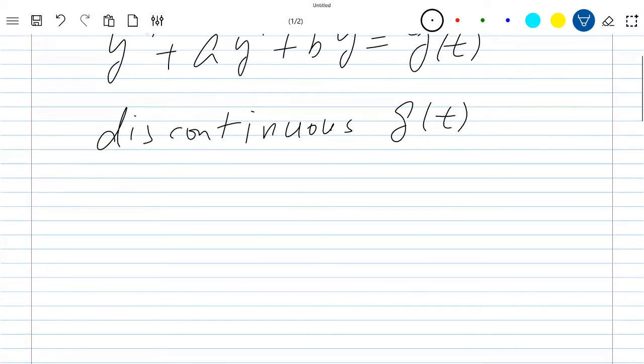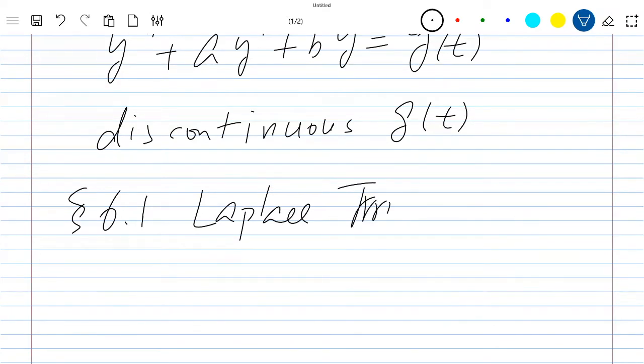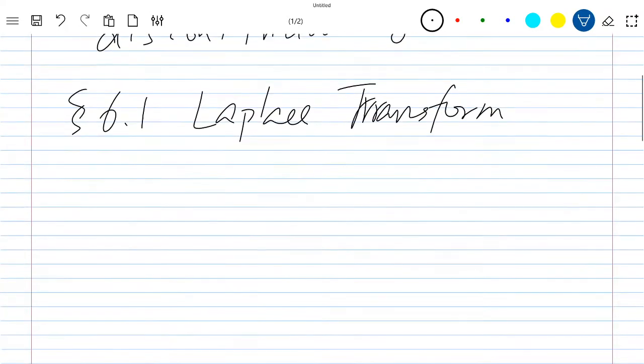Let's see how we do that. First, let's introduce the transformation itself. Then we will see how to use this to solve the differential equation. The definition is a bit different from what we have seen so far. It involves an integral.